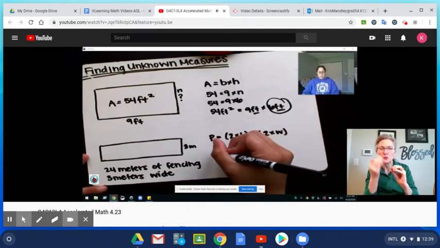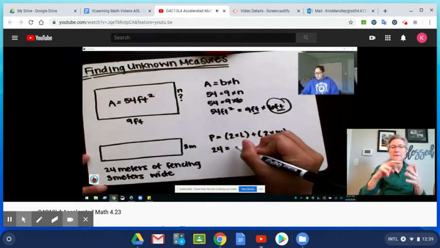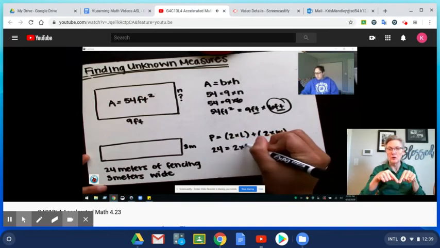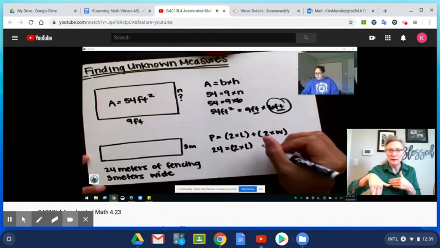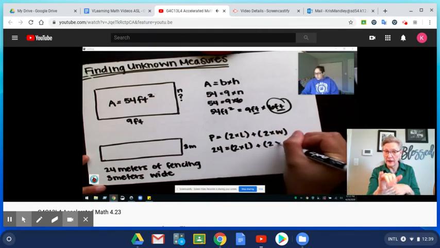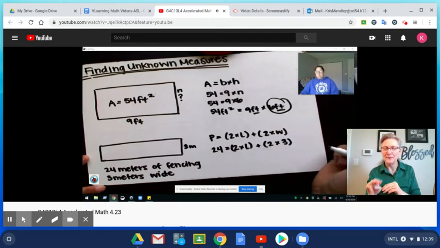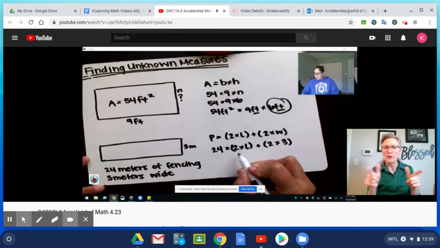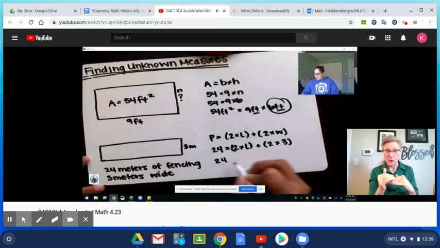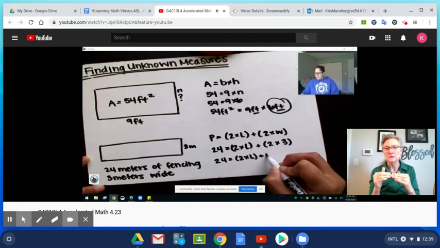So P, standing for perimeter, we know is going to be 24. The length we don't know yet, so we still have that 2 times L as our length. We don't know what that is, but we do know our width. We know our width is 3. So we can plug in that 3 for that width, right? Now we can simplify this expression a little bit because we can solve what 2 times 3 is. We know that 2 times 3 is 6.